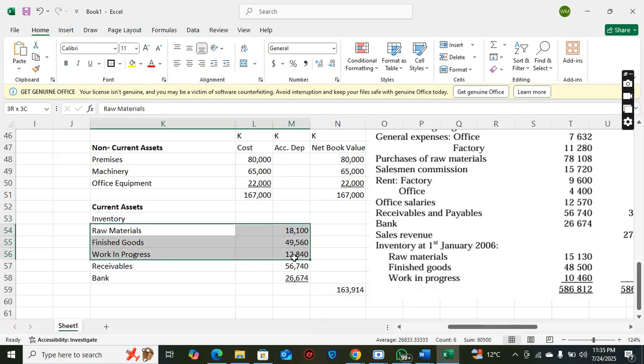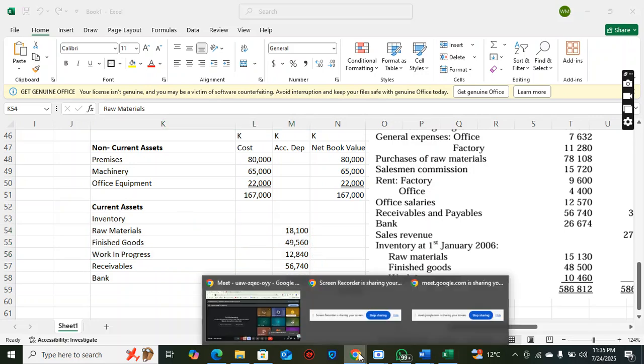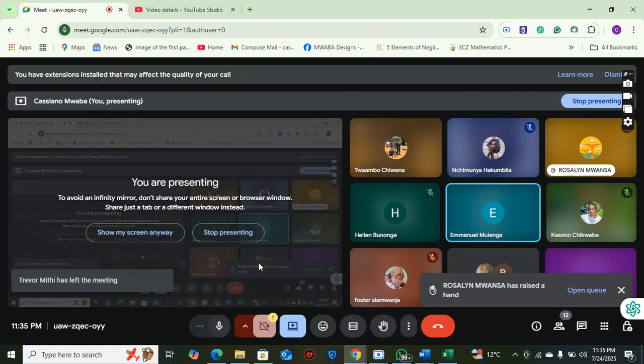Oh, it's these three. The total of this is the value of the inventory. Okay.